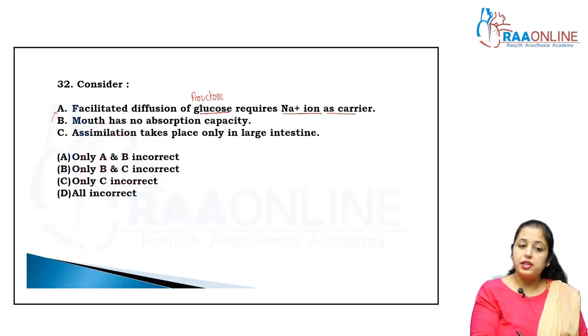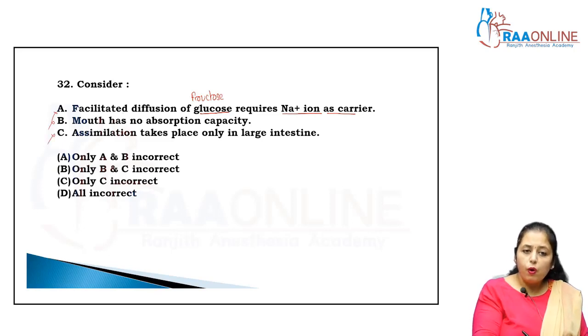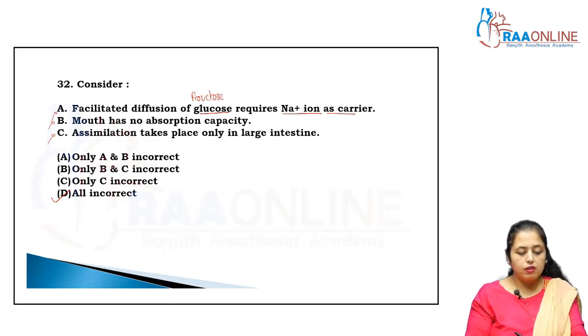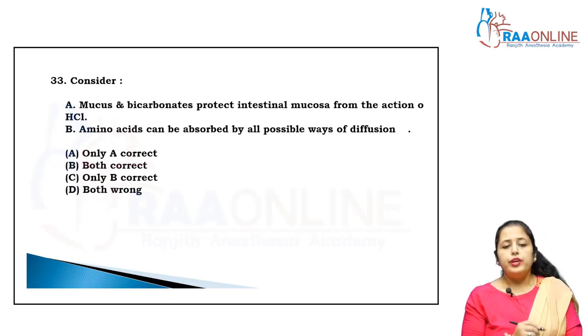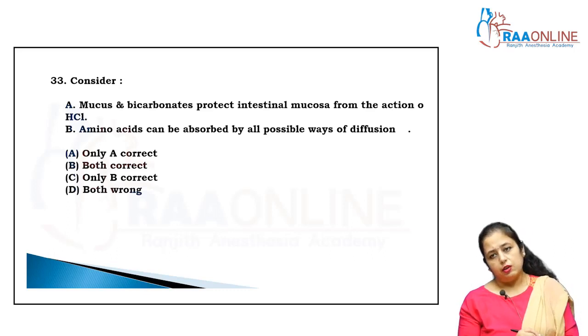Mouth has no absorption capacity. It's wrong. Mouth has capacity for absorption, and assimilation takes place only in the large intestine. Wrong. So all statements are wrong, so the answer is D, right? Now come to question number 33.